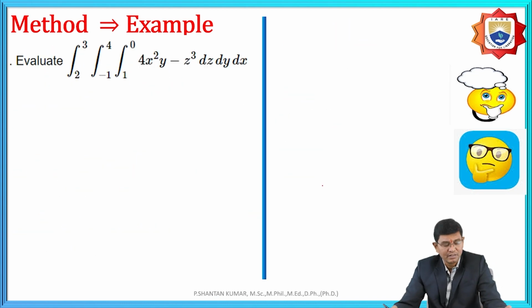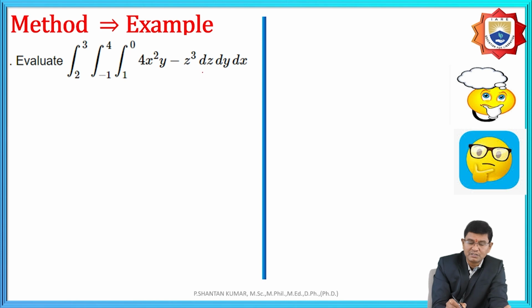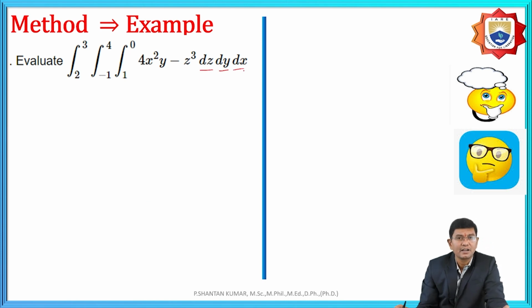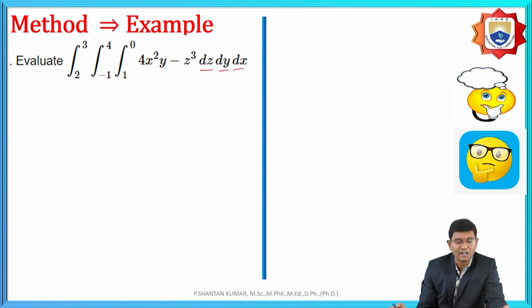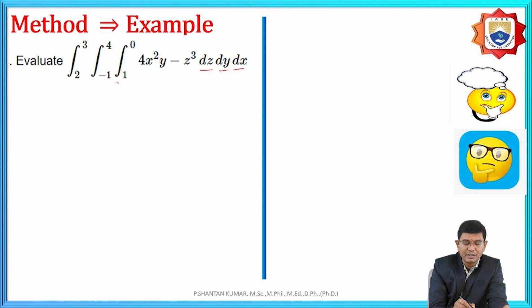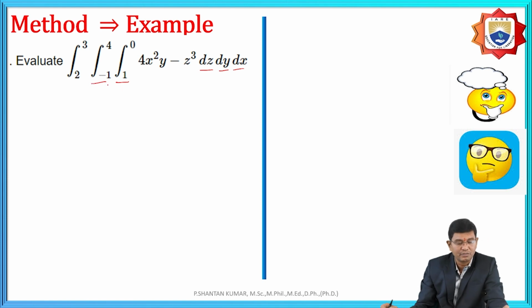Now, for example, the integration from 2 to 3, minus 1 to 4, and 1 to 0 of (4x square y minus z cube) dz dy dx. The first one is integrating with respect to z, then y, then x. Here, no limits are particularly given or mentioned. Therefore, we need to assume in order that the limits are z from 1 to 0, y from minus 1 to 4, and x from 2 to 3.